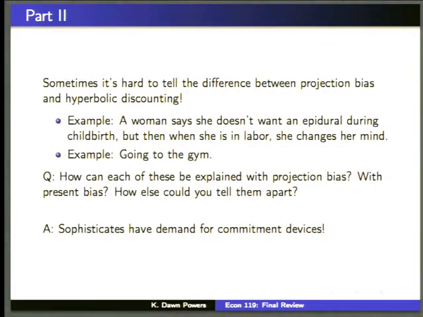Yeah, if the entire population is naive, then there won't be any demand for commitment devices. And so you wouldn't be able to tell between present bias and projection bias. So for projection bias, we have not assumed that we can. We're usually given what alpha is.